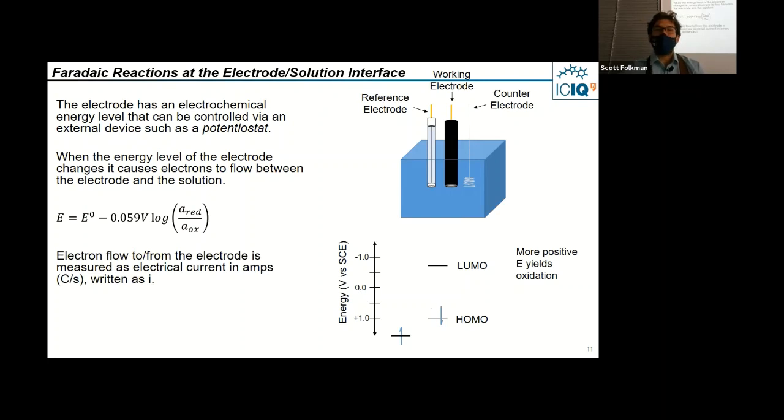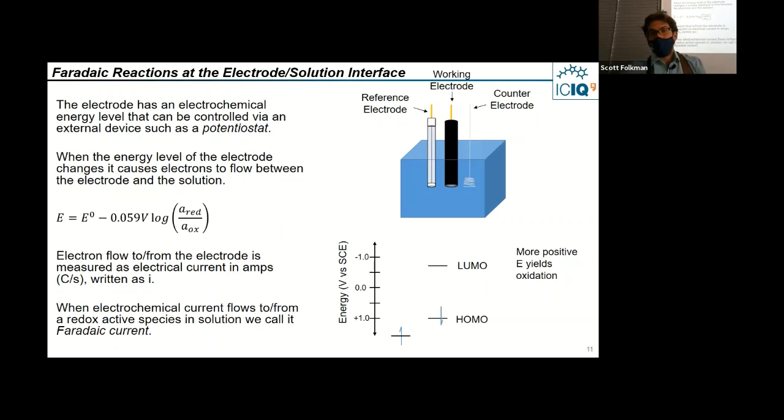We measure this current in amps or in coulombs per second, and through Faraday's constant, we can relate coulombs to number of electrons. The Faraday's constant is 96,485 coulombs per mole of fundamental charge, i.e. electrons. So when this electrochemical current flows to a redox active species, we call it Faradaic current. And it's what we typically want to measure. It's usually the current that we are most interested in.